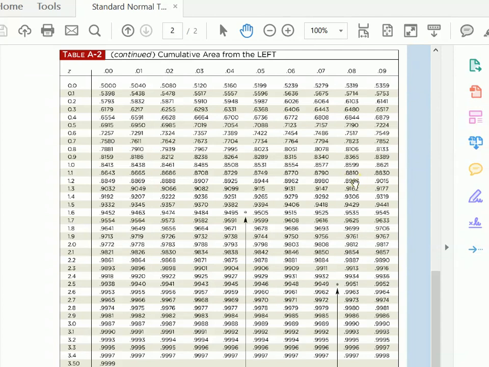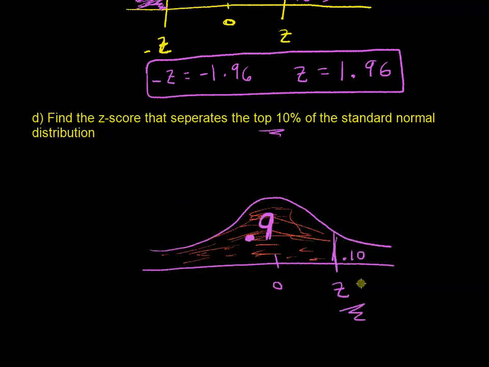So when you end up in this situation, you want to take the z-value that is closer. Okay, so this is an approximation. We're limited by our table, but you want to take the z-value that is closer to the real probability that you're looking for. So I'm going to use this 0.8997 area. Okay, so that is 1.28. So the z-value is 1.28. Okay, and that is my answer. That's the value that separates the top 10% of the standard normal distribution.